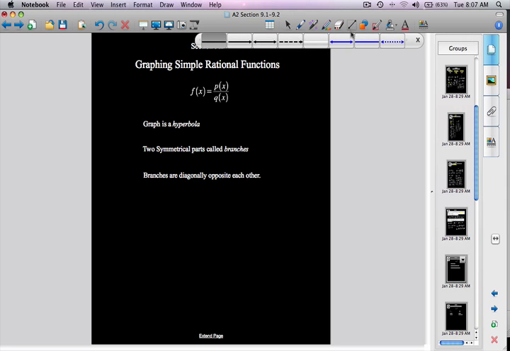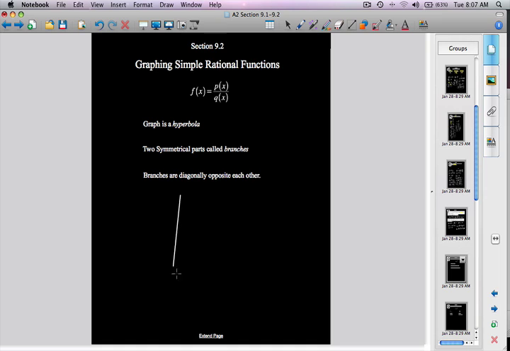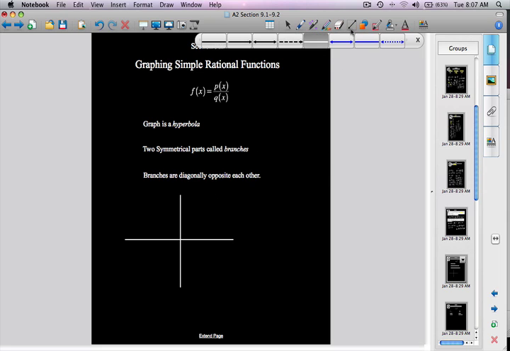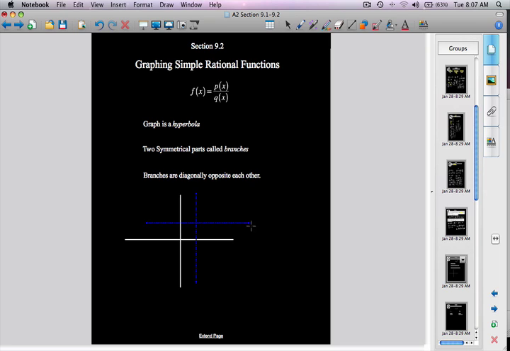So if you want to think about what that looks like, if I'm graphing, on our coordinate plane we're going to be identifying two asymptotes. So let's say our asymptotes are here and here. So I'd have a vertical asymptote and a horizontal asymptote. And then I'm going to have two branches, and the branches come in along one asymptote, pass through several points, and go out through the other asymptote. They're always diagonally opposite each other.